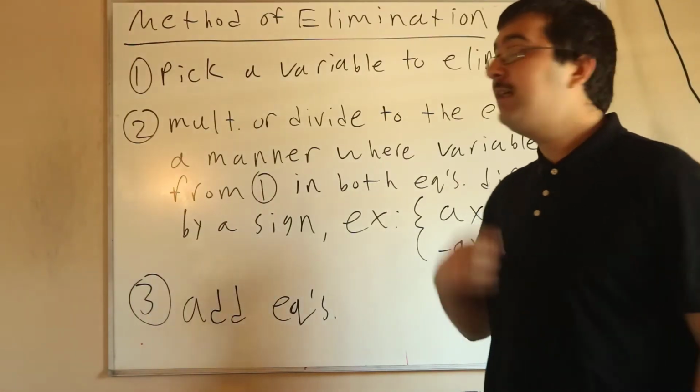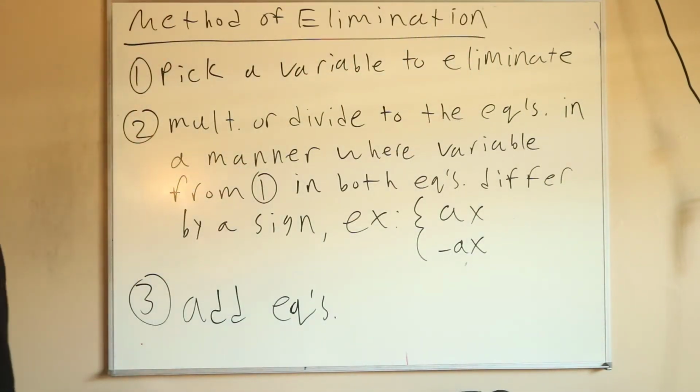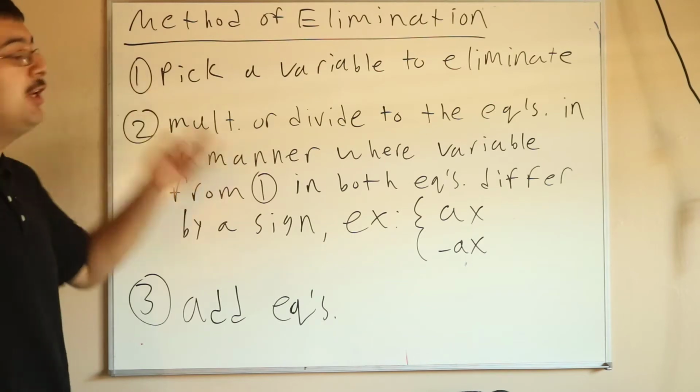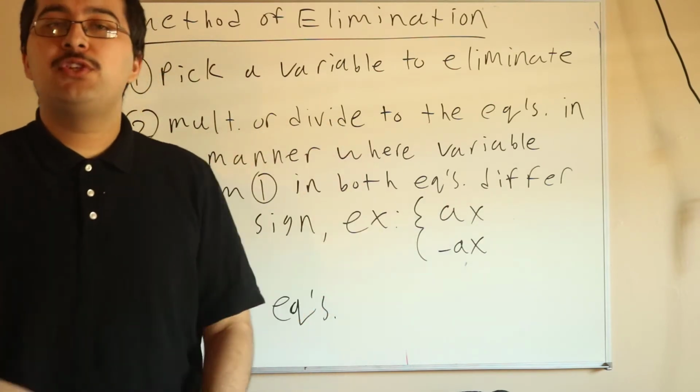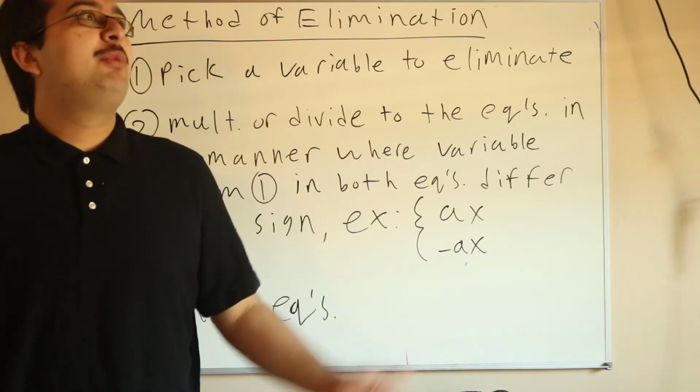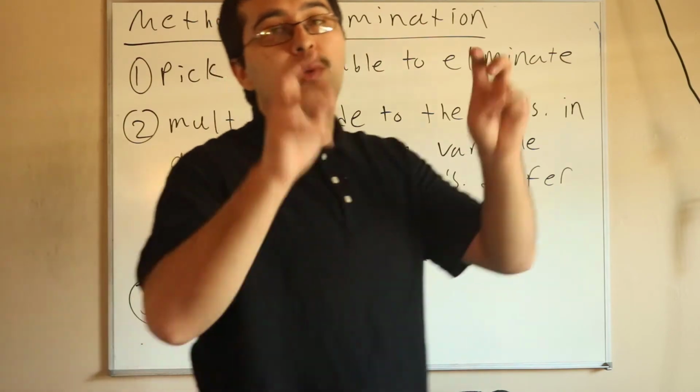Okay, so for our next technique, that being the method of elimination, here's going to be the general outline of the technique. The first step is to pick a variable to eliminate. So you're going to have your system of equations, you're going to have whatever variables you're using, x, y, w, z, whatever, it doesn't matter. You're simply going to choose one variable you want to eliminate.